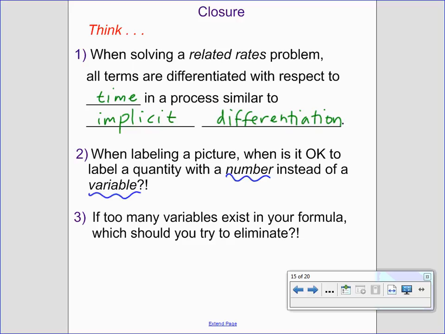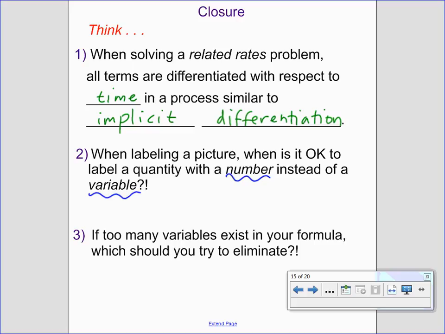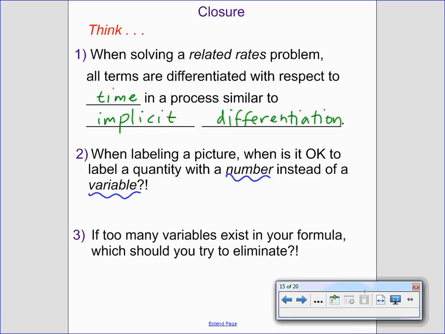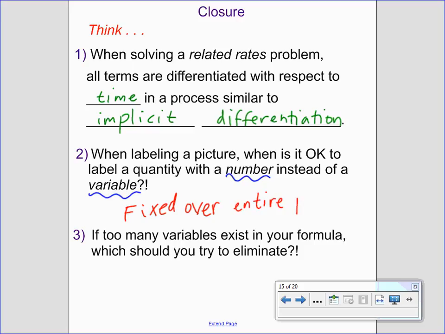When labeling a picture, when is it okay to label a quantity with a number instead of a variable? So when would that be okay? Danny? It doesn't change over the course of the problem. Yes, only when it's fixed over the course of the entire problem. Fixed over entire problem situation. It's the only time we are allowed to label a quantity with a number instead of a variable.